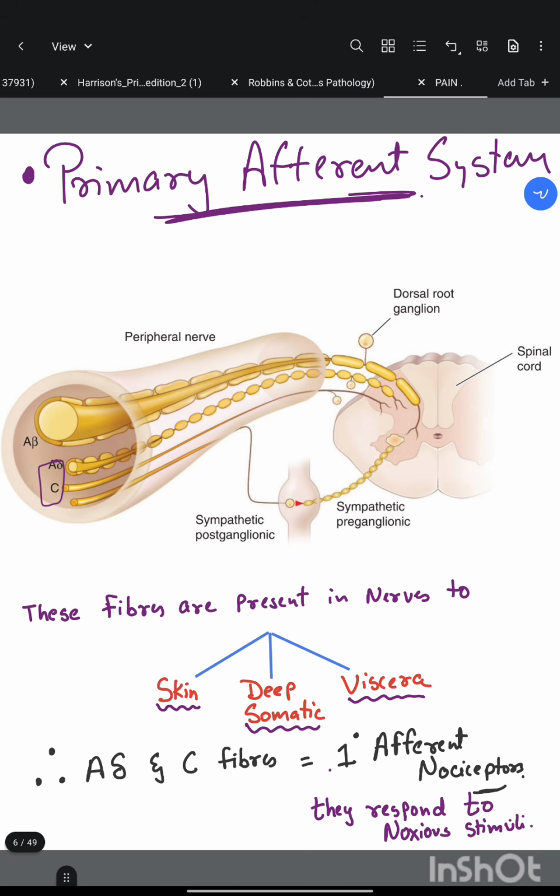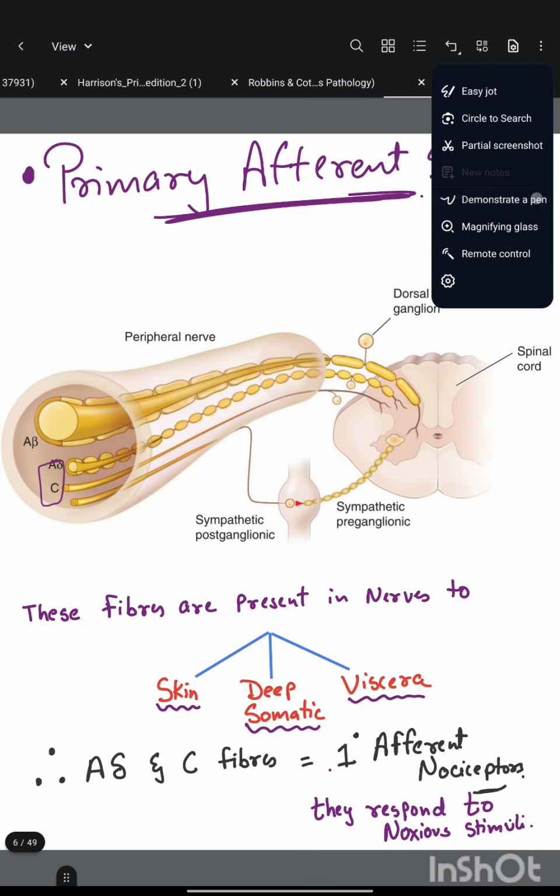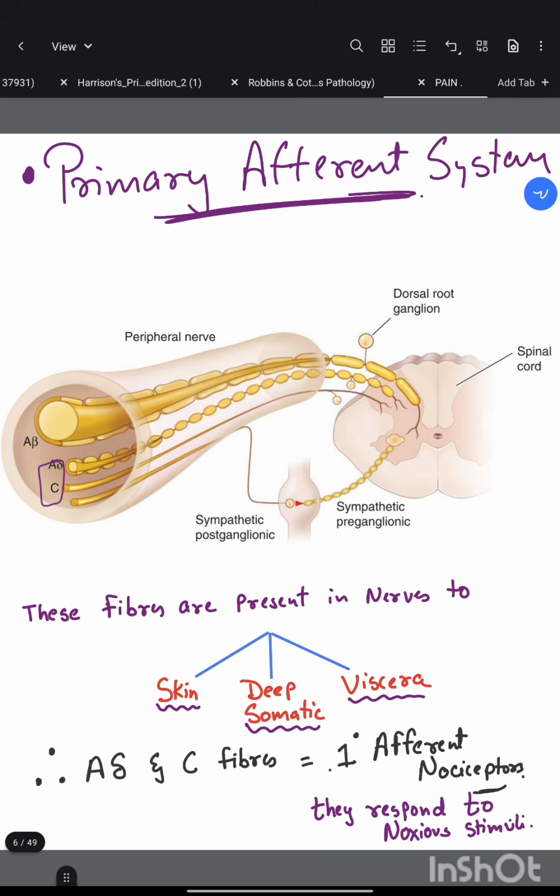But actually, the word nociceptors refers to the receptors. So, if you follow the A delta fiber, it may end up in the skin of your right arm, where it acts as a free nerve terminal, a nerve ending. That nerve ending acts as the nociceptor.